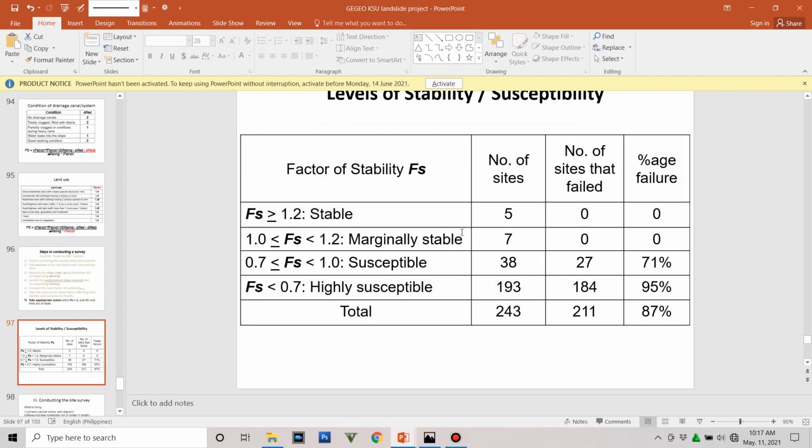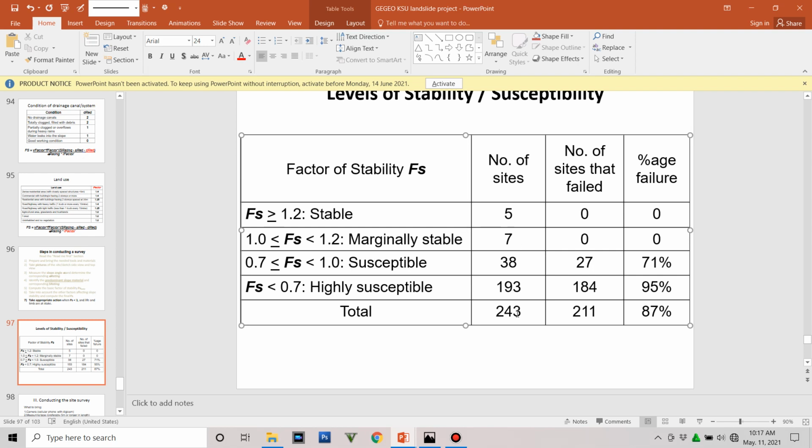So ito na yung range. If Fs is greater than or equal to 1.2, that is stable. And the range of factor of safety from 1 to 1.2, that is marginally stable. And then if we have 0.7 to 1, that is susceptible na, no? And then if Fs is less than 0.7, that is highly susceptible.